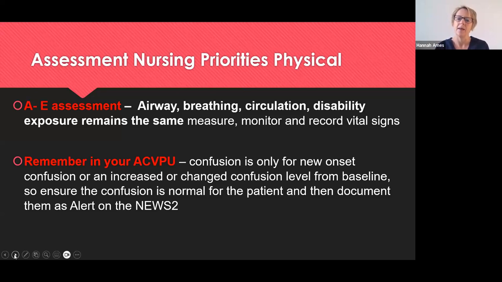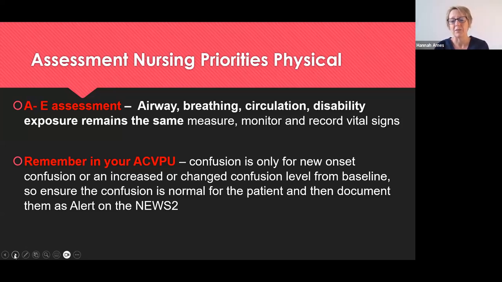It's exactly the same. Now, one of the key areas where nurses can fail is on the APIE scoring with your Alzheimer's patient. Very often nurses put down that the patient is confused, and that is wrong, because in your NEWS2 scoring, confusion is only for new onset of confusion. So when you are assessing your Alzheimer's patient and you're asking them what the date is, or if they can remember where they are, if they are struggling with that, we need to just check that that is normal for them.